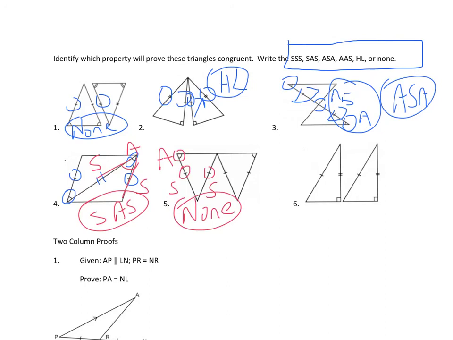If you look at number 6, we've got right triangle. Okay, so we're dealing with a right triangle. We know the hypotenuse is congruent here to the hypotenuse here. And we know that a leg is congruent to the leg here. So that is hypotenuse leg.